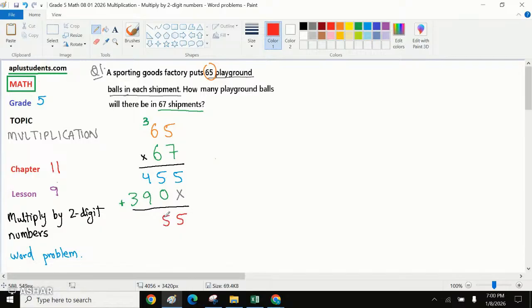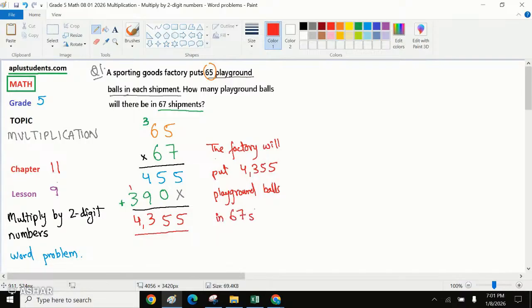5 plus 0 is 5. 4 plus 9 is 13. 1 is carried to the thousands, and this comes out to be 4,355. So we can say the factory will put 4,355 playground balls in 67 shipments.